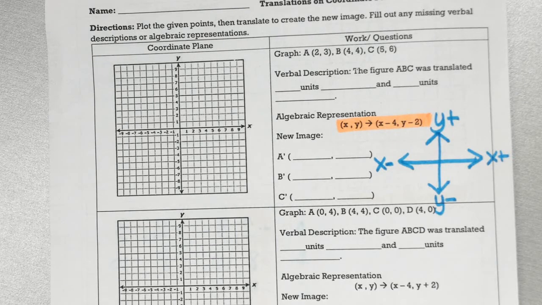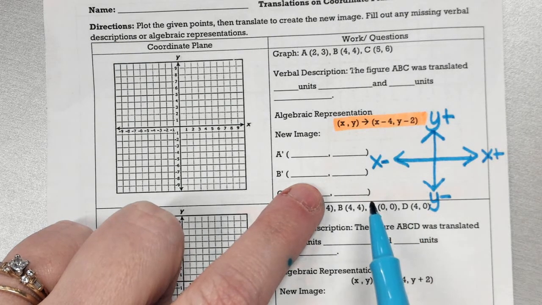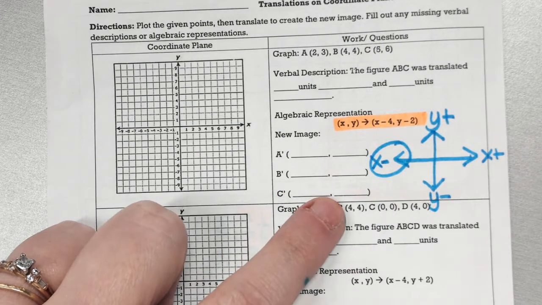We're going to draw that. And then you're going to look at this rule and circle the one that matches it. So I have an x minus, so I'm going to circle x minus.